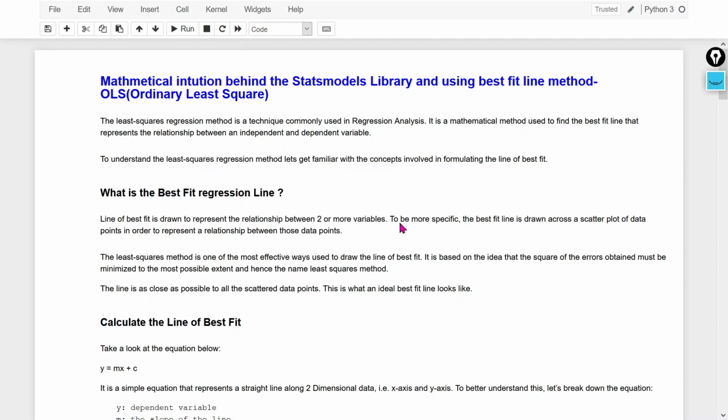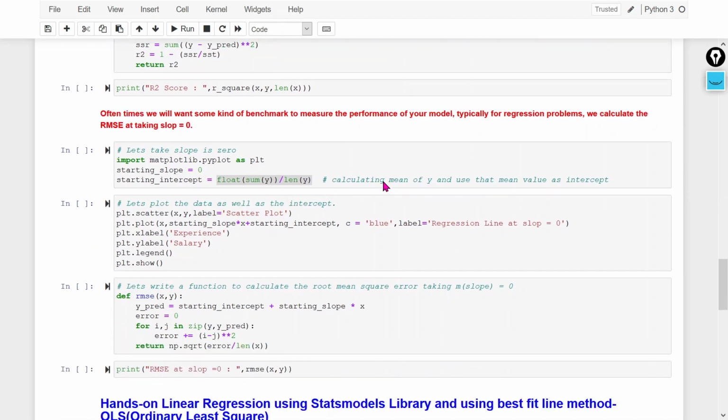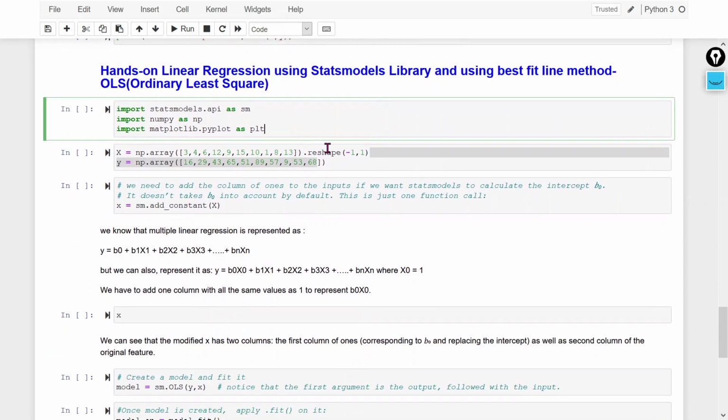Today I am going to explain the mathematical intuition behind the statsmodels library using the best fit line method, OLS, which is also called ordinary least squares. I think you know how we can use the statsmodels library, so let me explain how we can use it to perform linear regression.